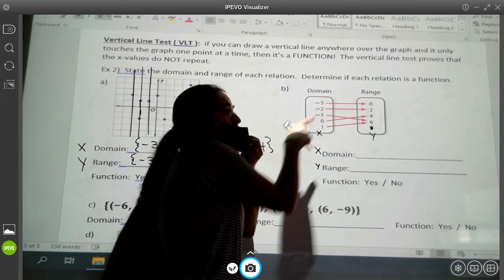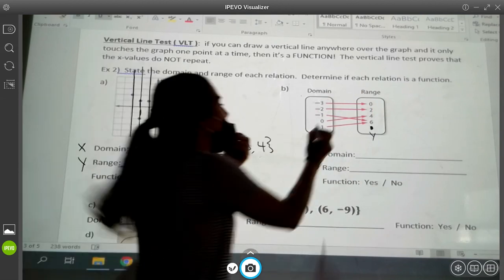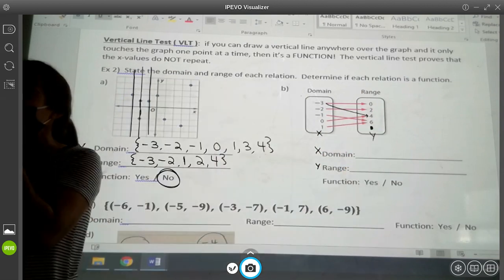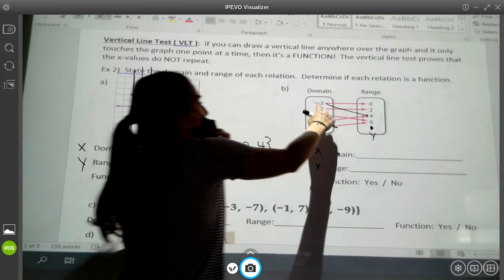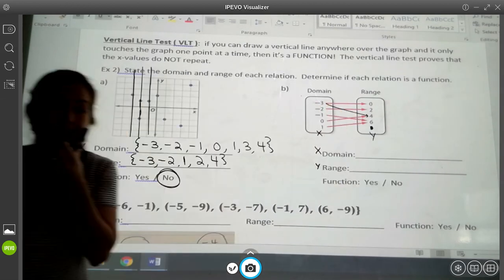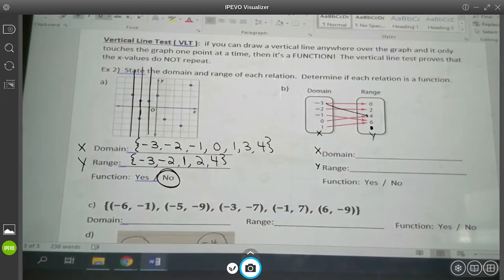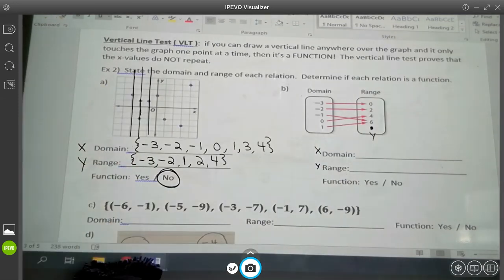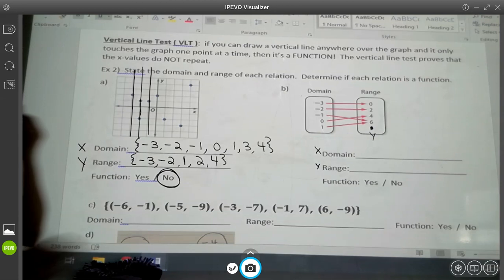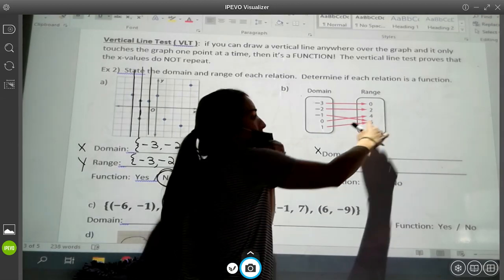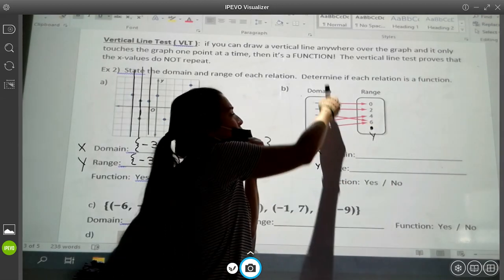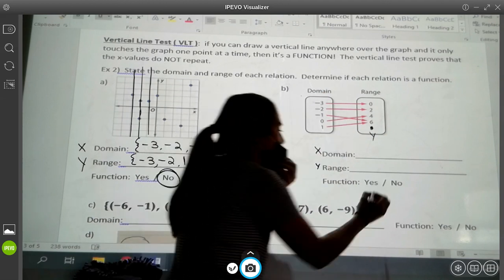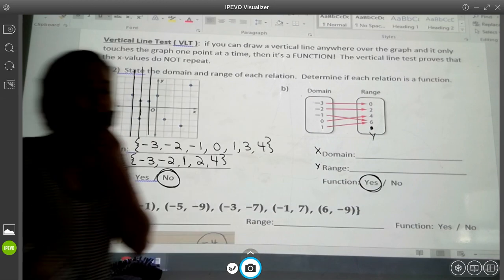Each input should only be pointing to one number. If all of a sudden this pointed to 2 different numbers, would that be a function? If -3 could make 2 different numbers come out? No. But since everything is only pointing to one number, is that a function? Yes, it is. Remember, we don't care if the y gets used more than once. We just don't want any of the x's to repeat. We don't want the x's to be used more than once. But that's definitely the mapping diagram of a function.